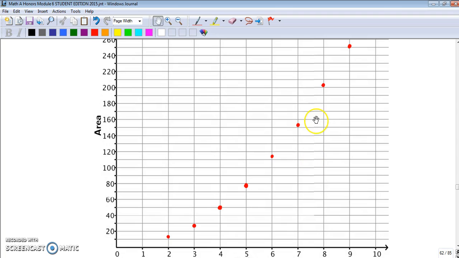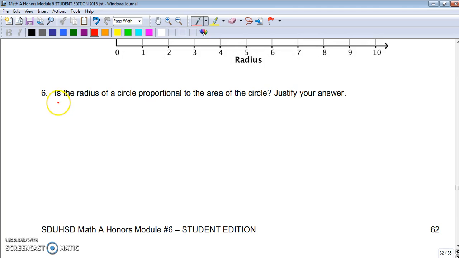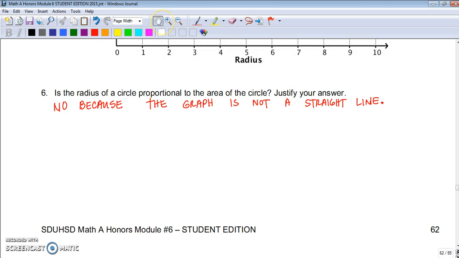But another critical feature is that it needs to be a straight line. And there is not one straight line that's going to pass through all of these points. And so when it states, is it proportional, we're going to say no, because the graph is not a straight line. So this is not a proportional relationship.